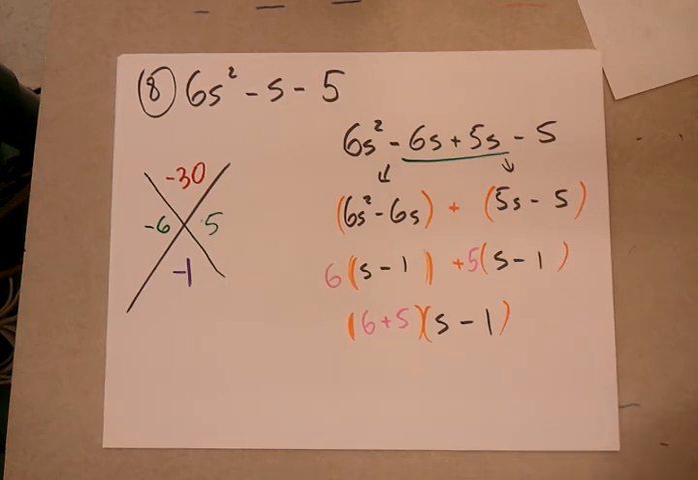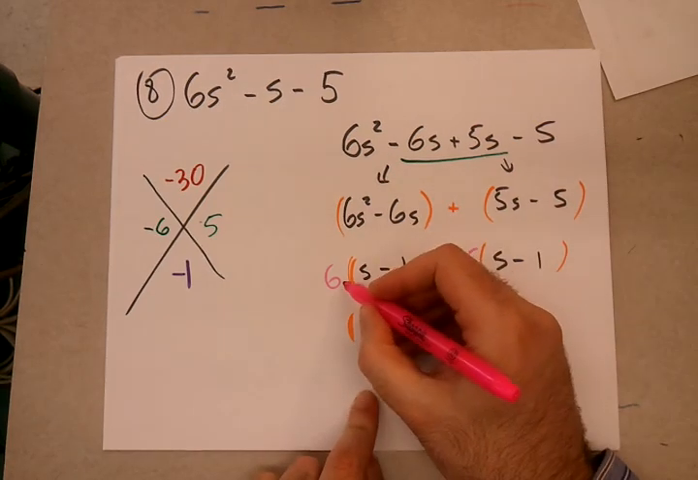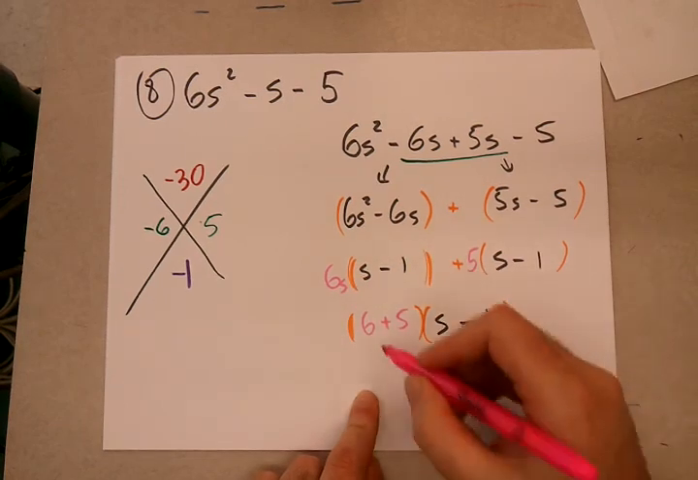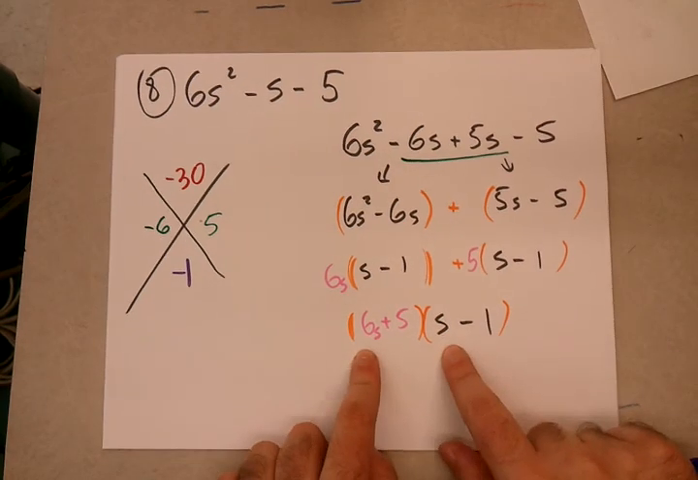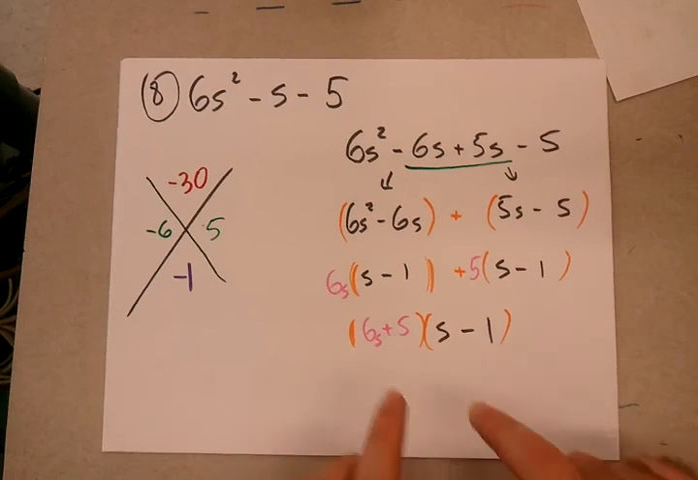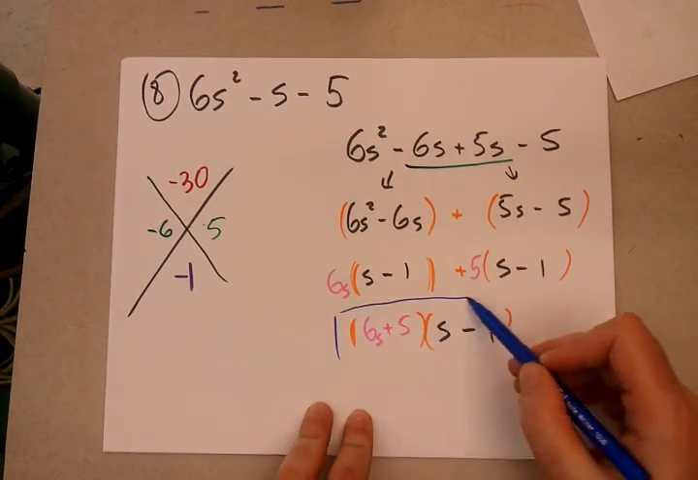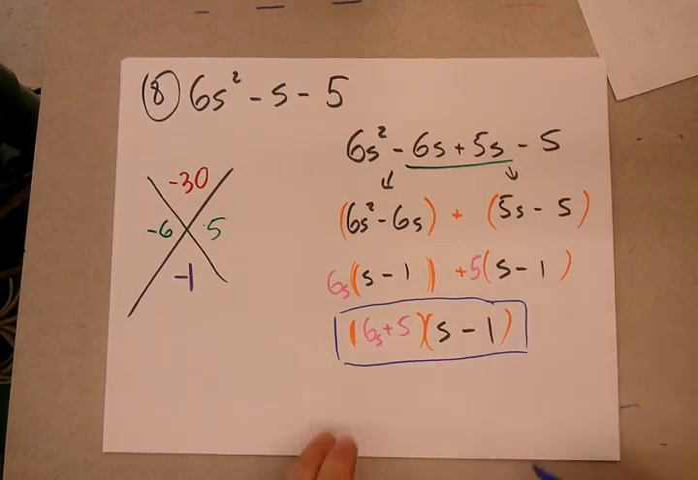Oops, my bad. We factored out a 6s here. Not just a 6, it's a 6s. Haha, small mistake. I just looked at it and I'm like, if I were to FOIL this, 6 times s is not 6s squared. Now it works. I'm tired. So that's the final answer.